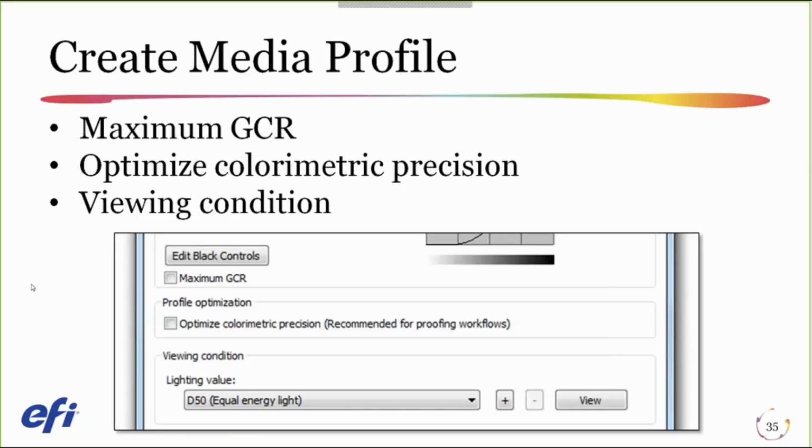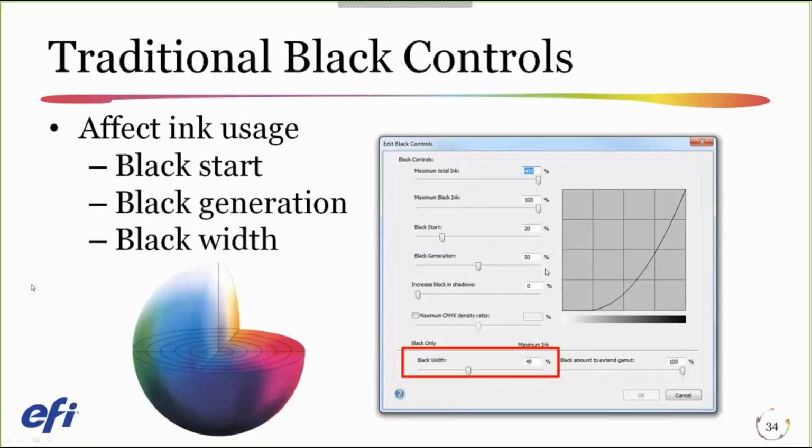Okay? We go back to this panel. Don't move black generation all the way to 100, bring black start all the way down and black width all the way up. You make another print, you don't like it. Well, which one of these three options that you changed gave you those results? Well, you may not know. So please only change one at a time.